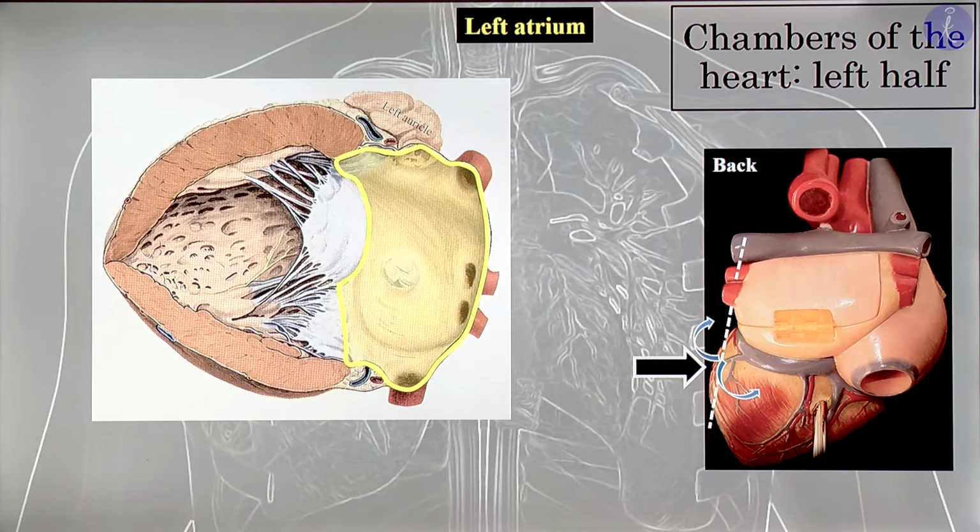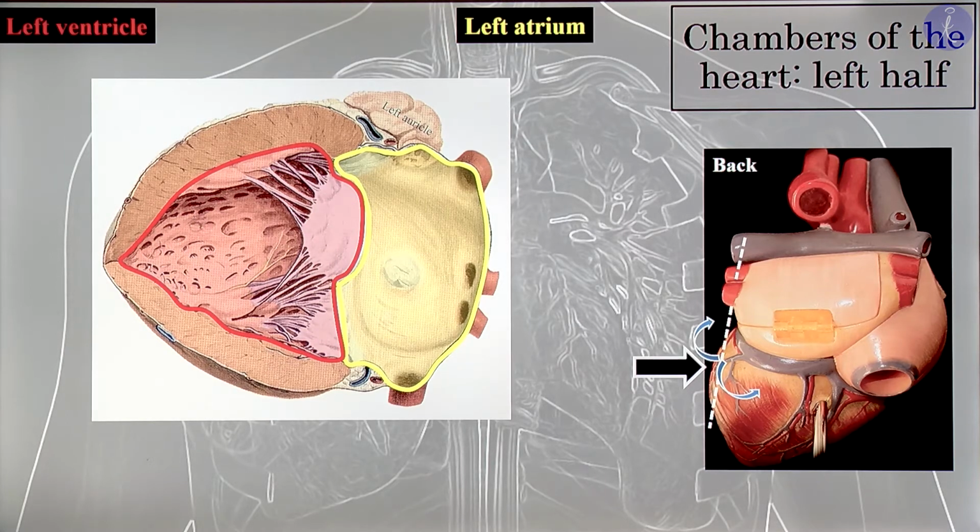This is the left atrium, and then this is the left ventricle. Here I would like to highlight your attention to the wall thickness of the left ventricle. This is the thickest walled chamber in the heart. The normal wall thickness is around 10 to 12 millimeters under normal circumstances.